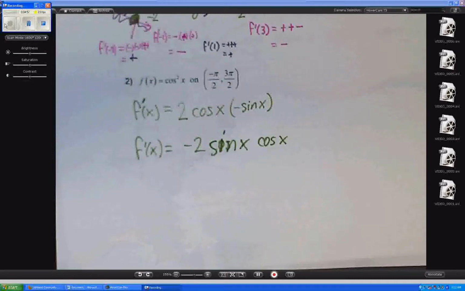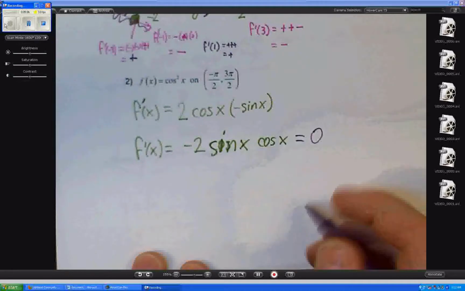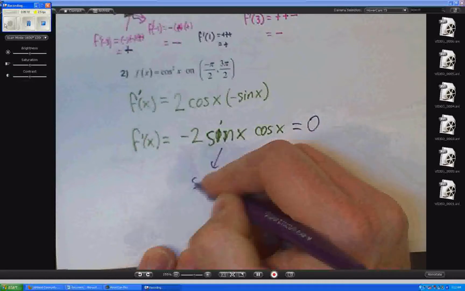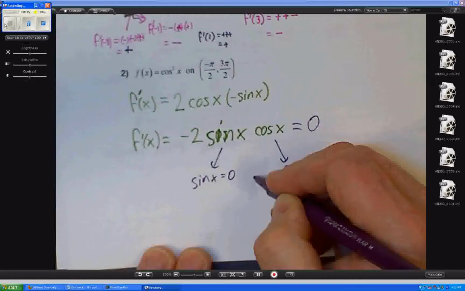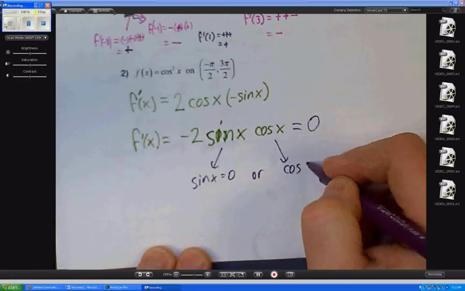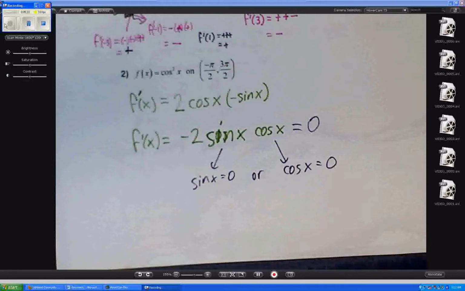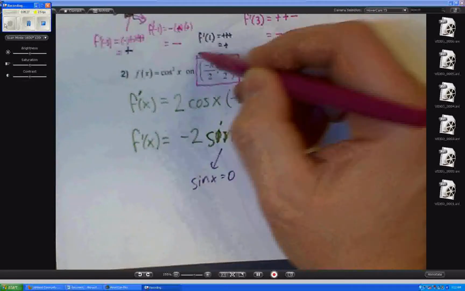Okay. To find the critical values, I set the derivative equal to 0. Now, how do you get this big ugly thing equal to 0? Well, that happens when the sine of x is 0 or when the cosine of x is 0. Now, where does that happen? Well, more importantly, where does that happen on this interval? Right? Because it happens infinitely many places.